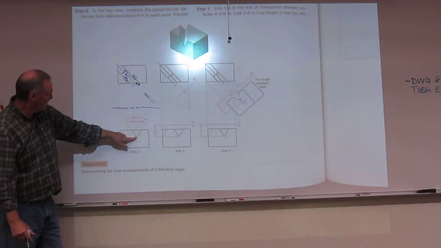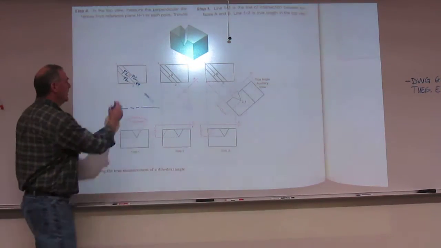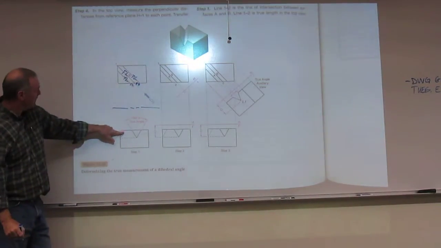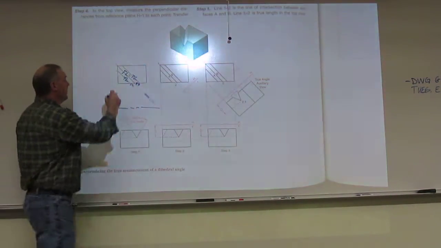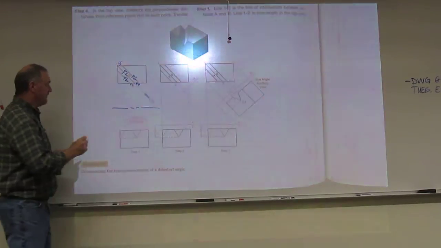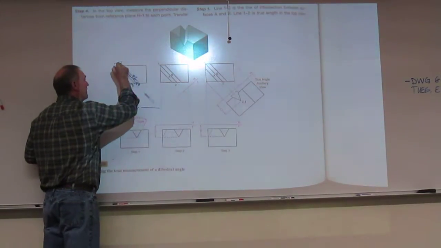This line right here, is it parallel? Nope, it's foreshortened, it's right there. This back one right here, is it parallel? Nope, those are all foreshortened. Now, what you want to focus on is the line of intersection though. That's that one right there.